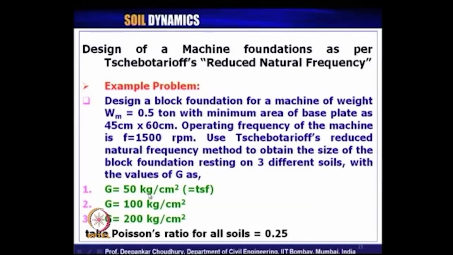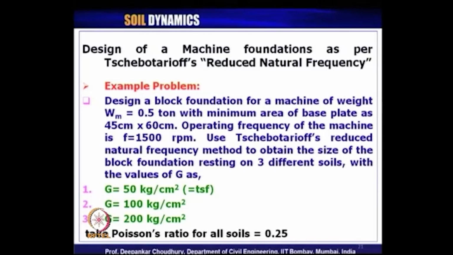Remember, this kg per centimeter square unit is nothing but equal to TSF, that is ton per square feet. Why it is given? Because while using Tschebotarioff's design chart, we need to convert all the values to FPS unit, because his basic design chart is given in FPS unit. So, with this given problem, let us start designing the machine foundation.